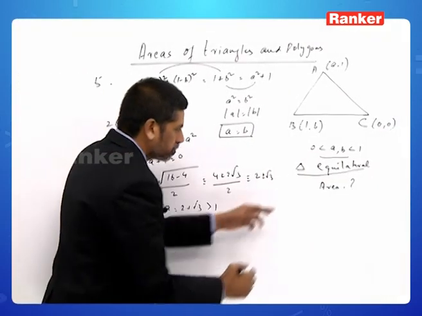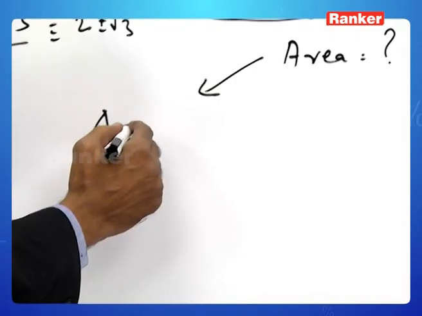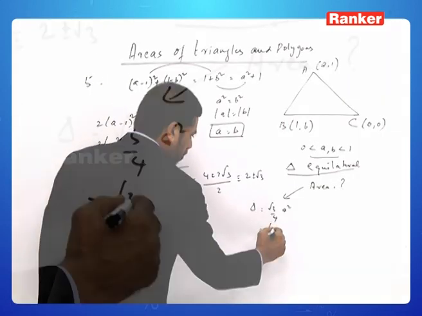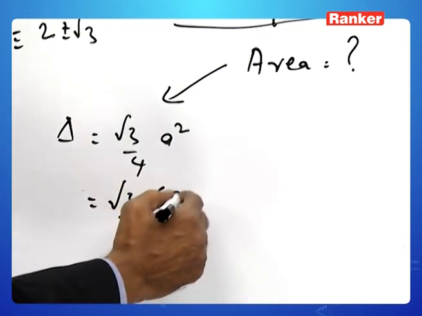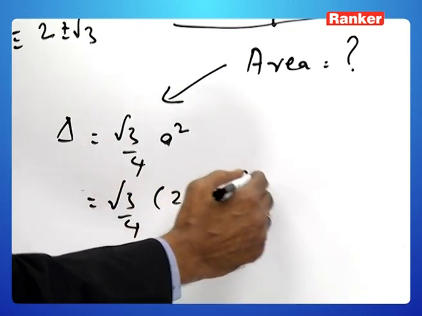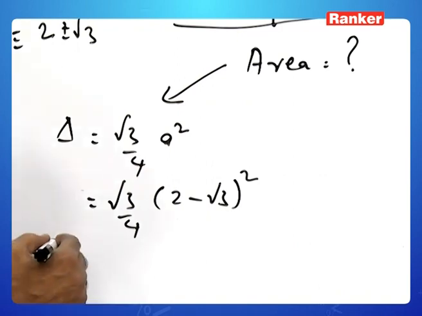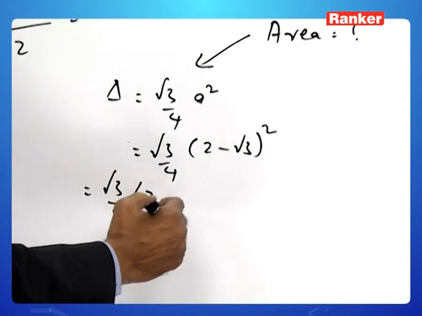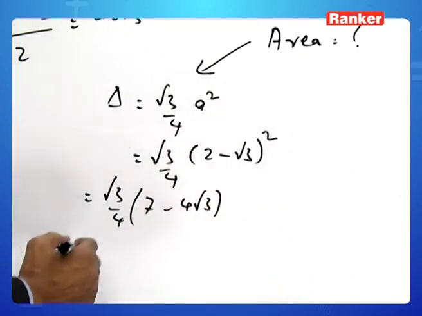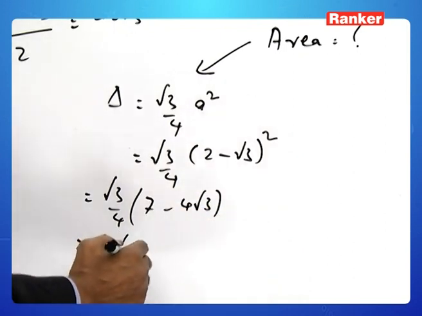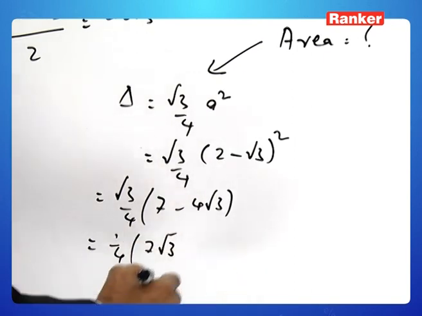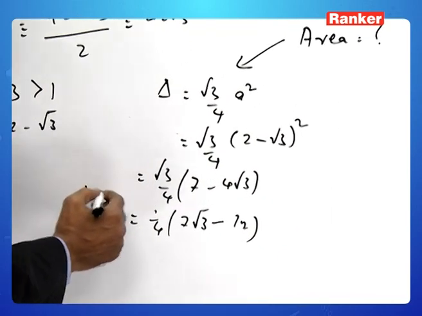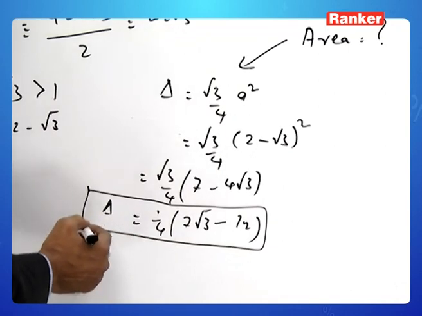Now what we need is area. Area of an equilateral triangle is root 3 by 4 a squared. So this is nothing but root 3 by 4 into 2 minus root 3 whole squared. If you simplify this, you will get root 3 by 4, 4 plus 3 is 7, minus 4 root 3. So if you take the root 3 inside, you will get 7 root 3 minus 12. So this is the unique answer to this problem.